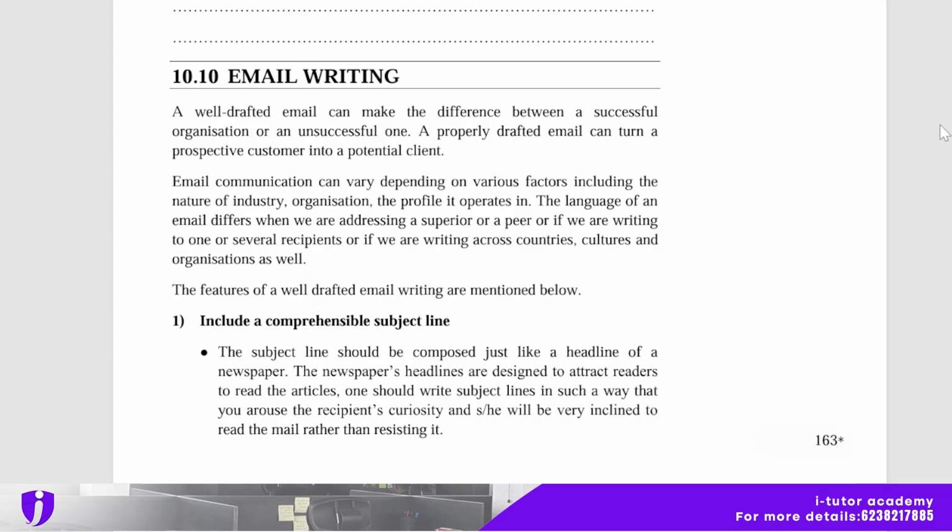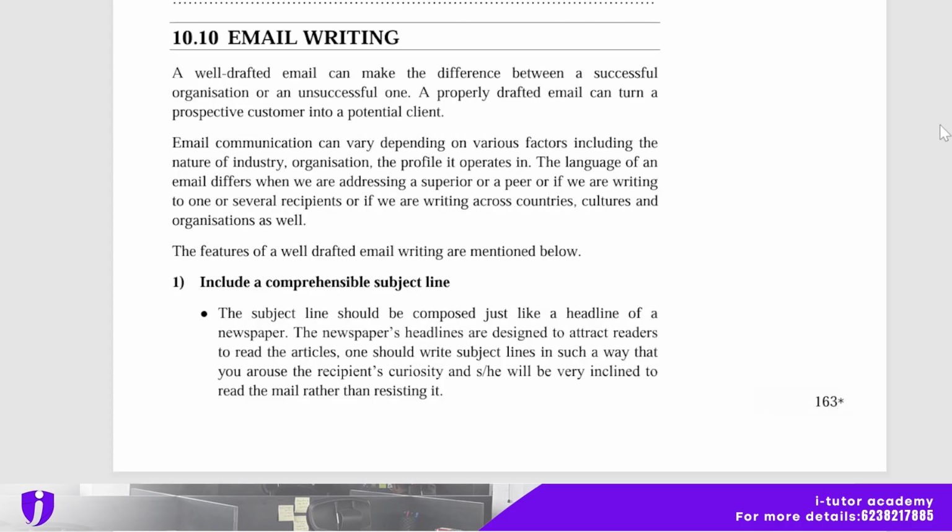Email communication can vary depending on various factors, including the nature of the industry, the organization, and the profit it operates in. The language of an email differs when we are addressing a superior or a peer, or if we are writing to one or several recipients, or if we are writing across countries, cultures and organizations as well.